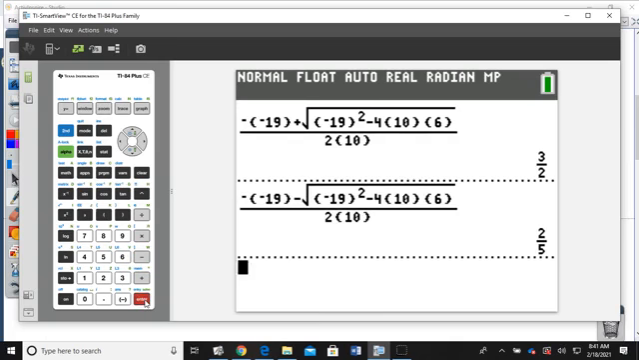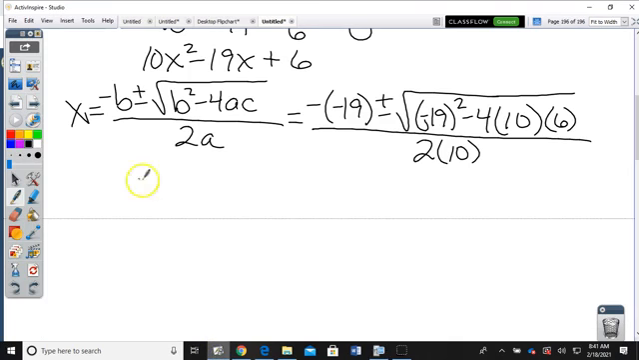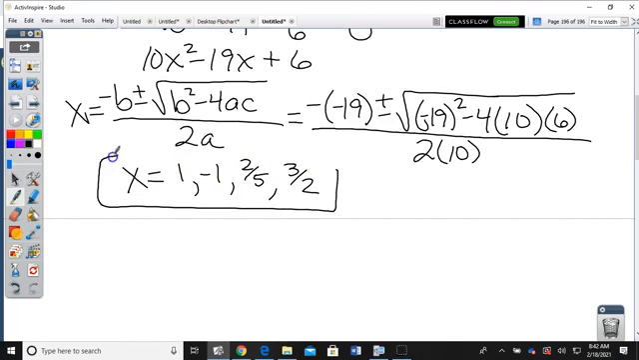And there's my other 0, 2/5. So my final answers are x equals 1, negative 1, 2/5, and what was the 3/2? There's all 4 of my answers. Okay?